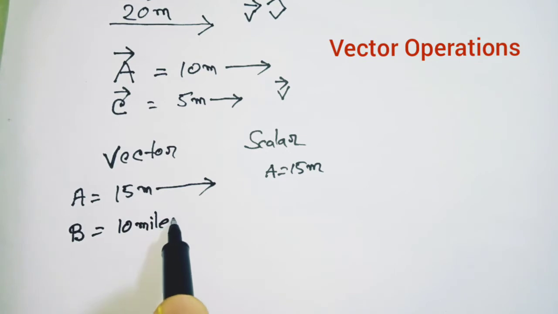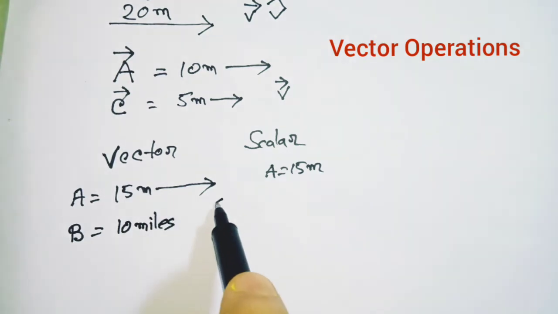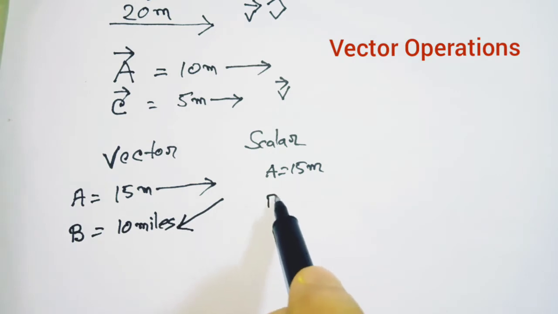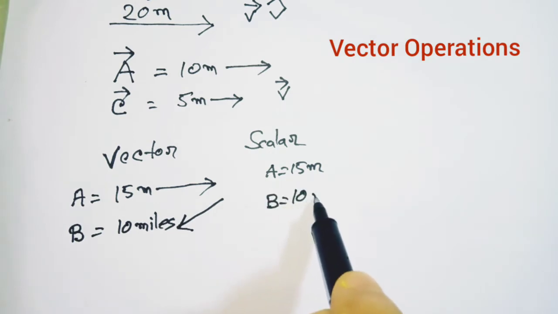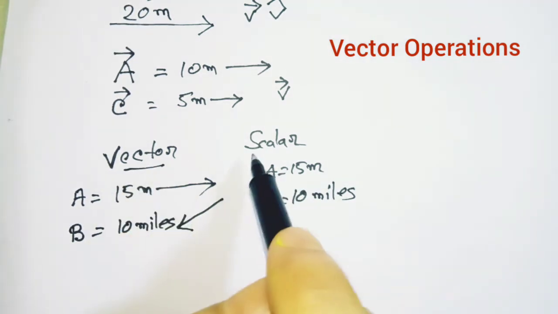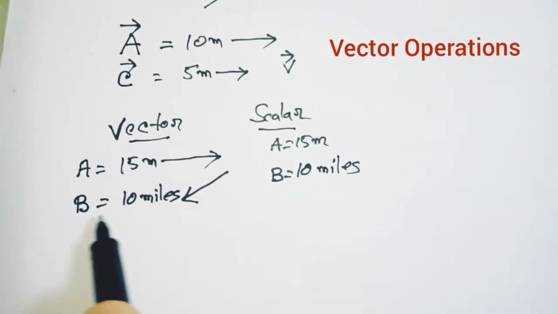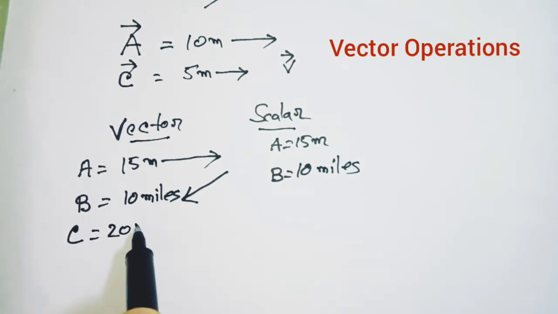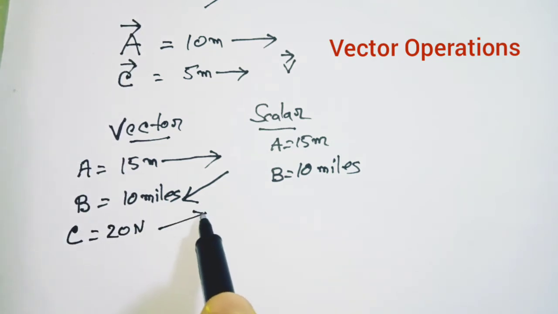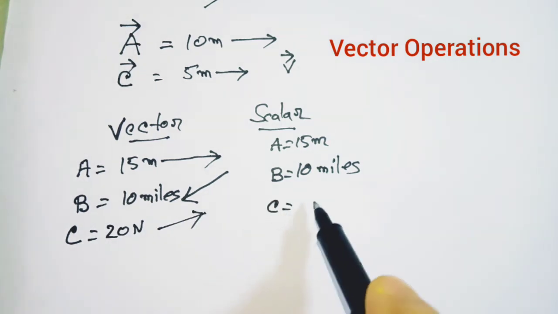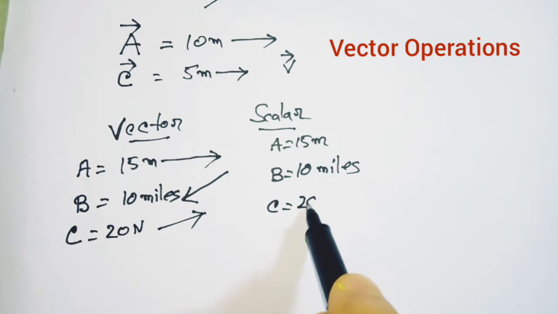If I write B equals 10 miles, and I make the arrow pointing towards this. In the scalar part, I can just mention 10 miles without mentioning any direction. Again, we can use C, for example, 20 newtons, which is a force being applied on this vector, and it is again pointing. And in the scalar part, we can just write 20 N.